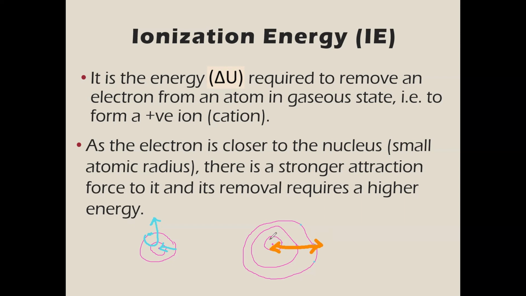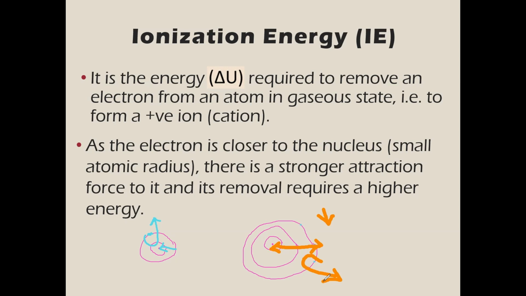So the attraction force from the nucleus to the electron in the outer shell will be decreased, will be less, okay? And to take out this electron, you will require less energy, less effort. So as the radius becomes larger, the attraction force becomes lower, and the energy required for ionization is lower too.